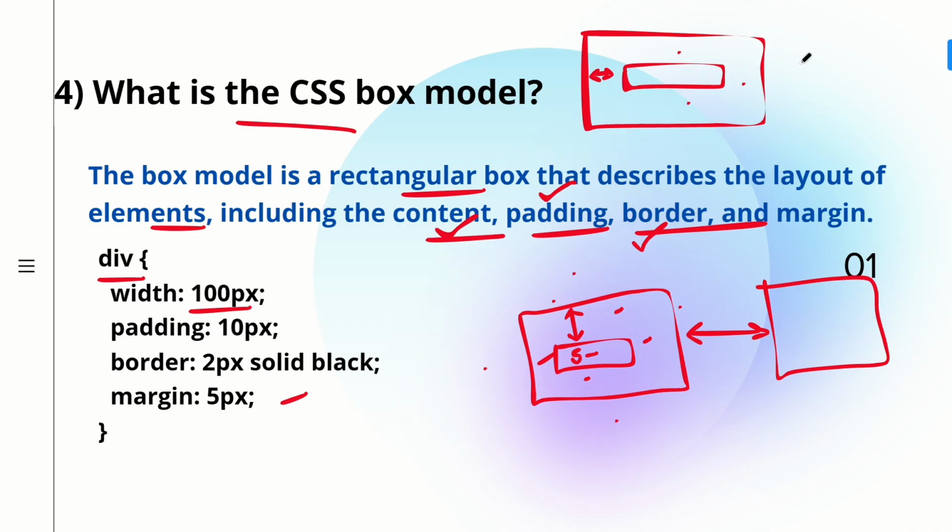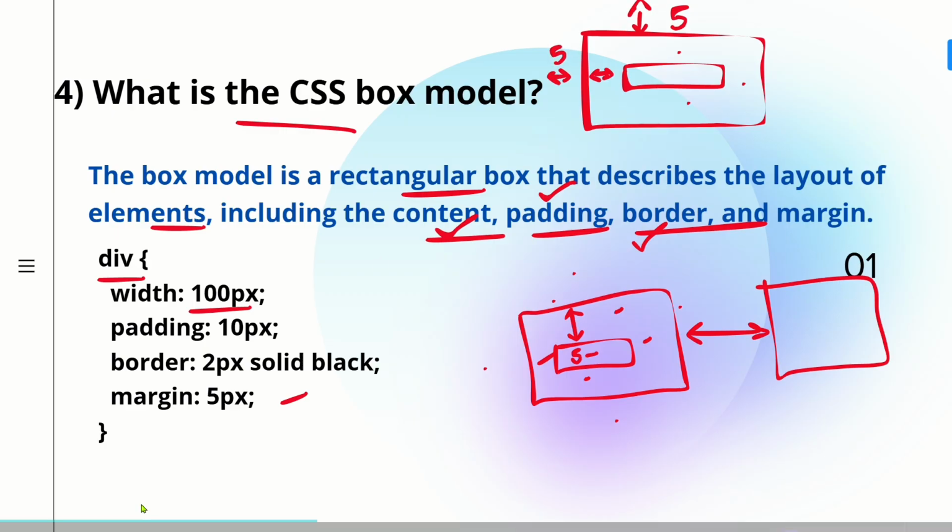Suppose it does not have any neighbor container or neighbor element, then the margin will get applied relative to its viewport. So if this is the top beginning of our application, then 5 pixels will be calculated from the top of your screen, and again from the left also you will have 5 pixels. So this is how the CSS box model works.